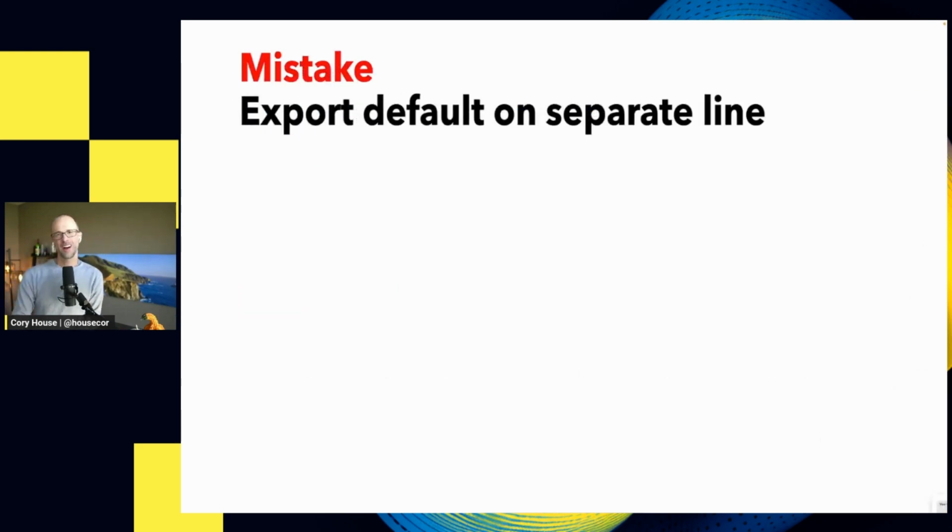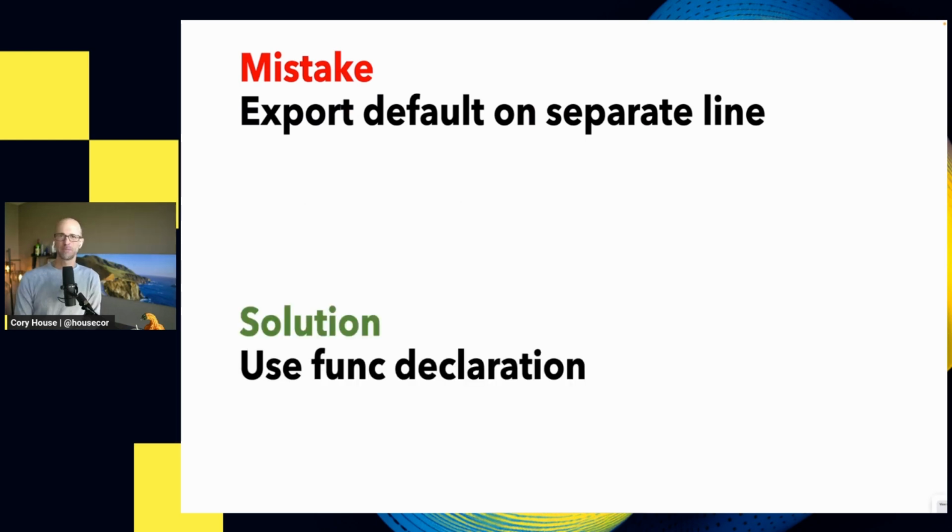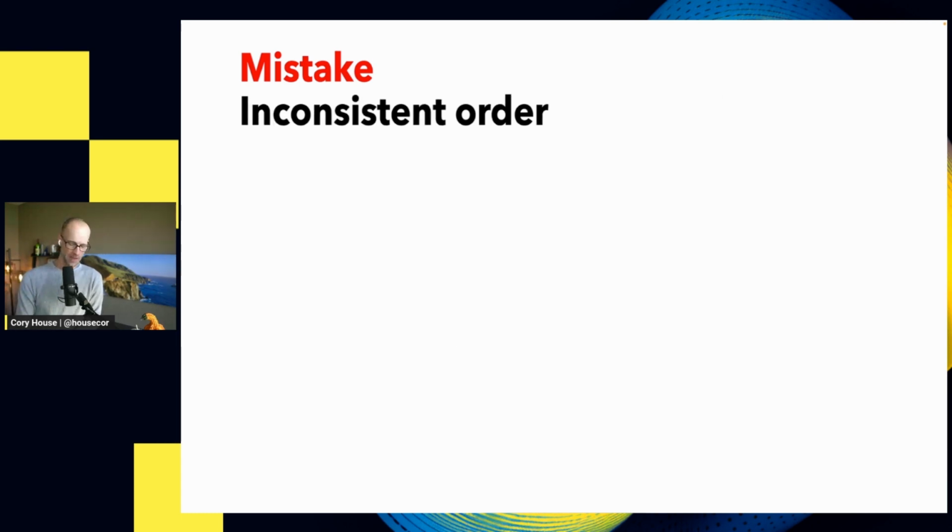Another mistake is, this is minor stuff, but exporting default on a separate line. People will disagree with me here. Calling this a mistake is too strong. I should just say this is my preference: to use a function declaration and do that export default on the same line. I'm going to breeze past this because frankly, not that important.